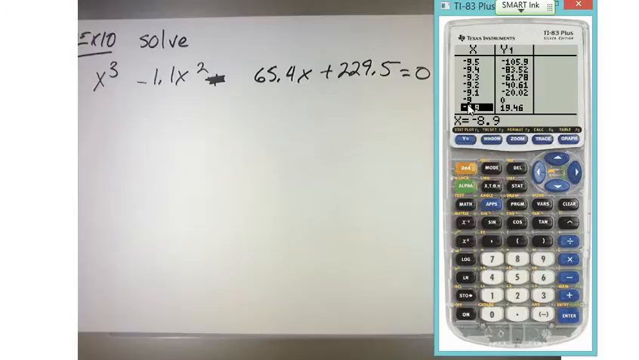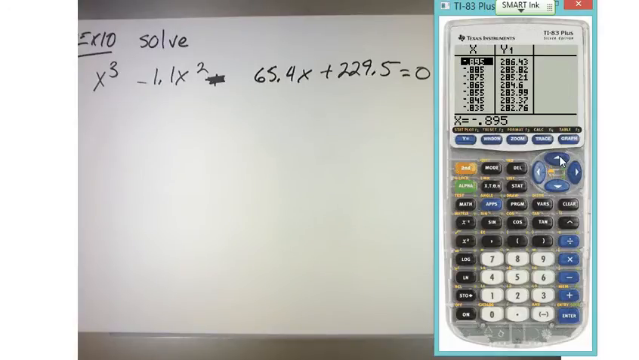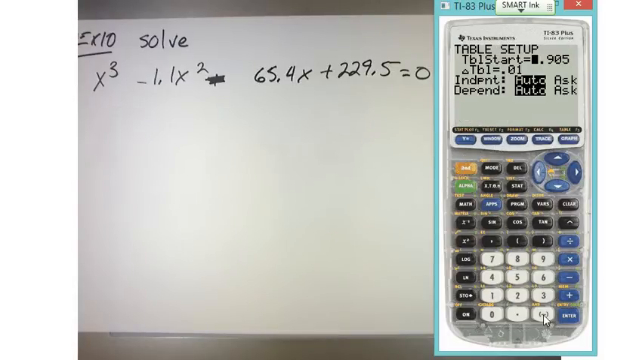So what I could do is start at -8.9. In other words, I could come in here and say, and we did this once before, I could say -8.95 and change this to 0.01. And then when I hit the table, I can just kind of scroll up and see where my answer may live. Oh, I entered it in wrong. I put the decimal in the wrong spot.